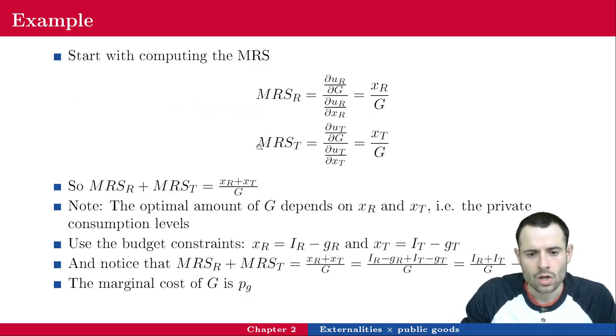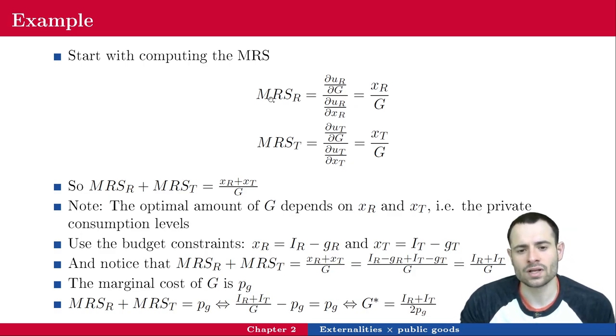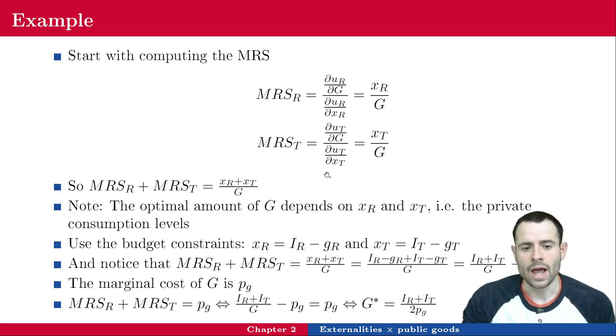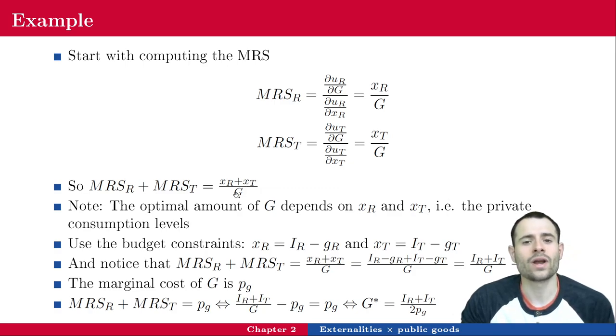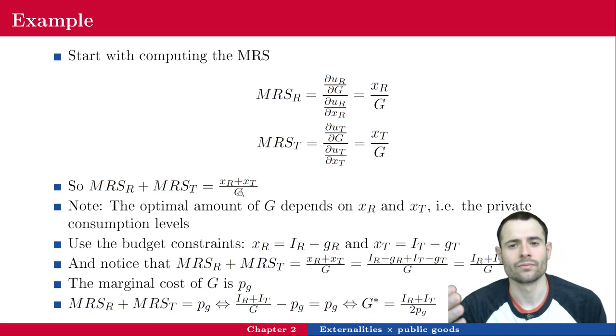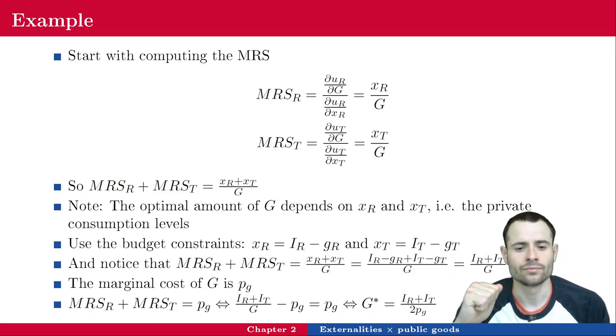So, this is just an application of the rule. I take my marginal rate of substitution, this by now, you should know how to compute them. You take derivatives, and then you add them together. Now, we have three variables here, XR, XT, and G. We only have one equation, Samuelson rule. But if we have three variables, it is going to be a problem.